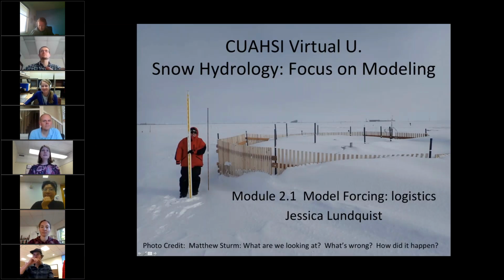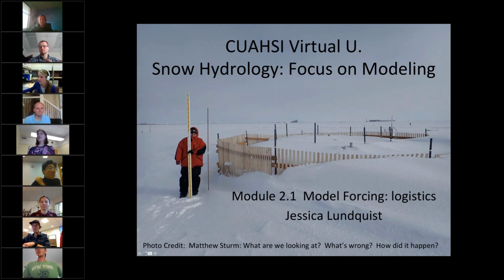All right, so before I get started, any questions? Well, if anything comes up, please feel free to stop me at any point in time. So today we are going to start with the outside of the model onion I showed you last time. We're going to talk about model forcing.